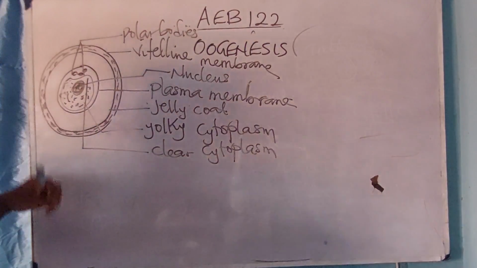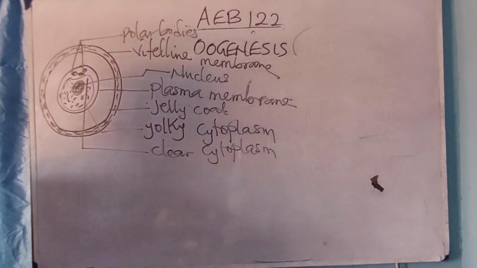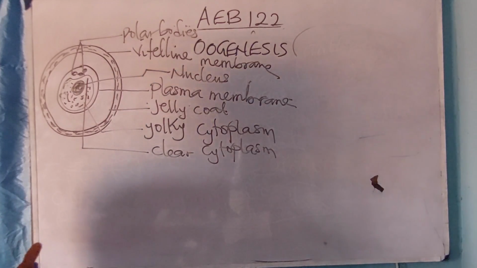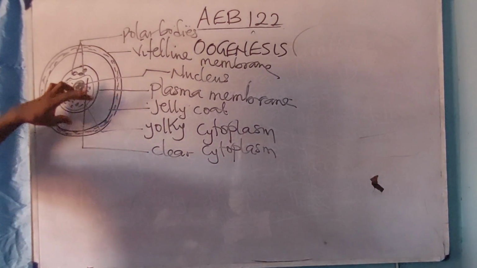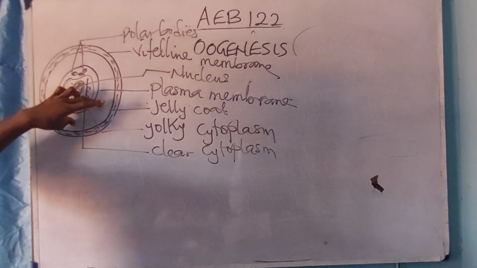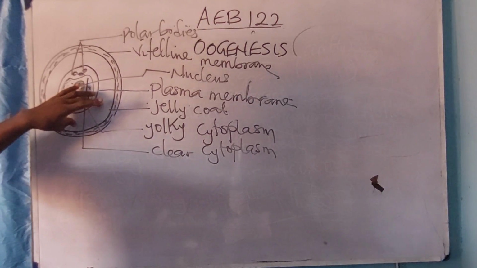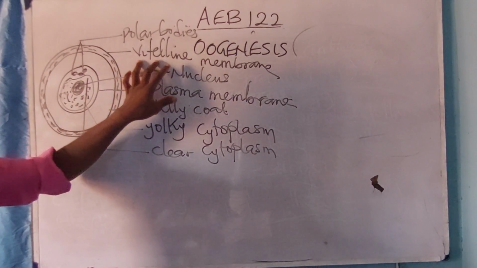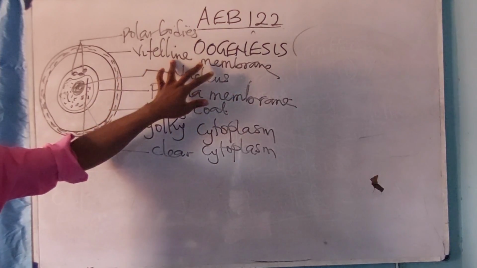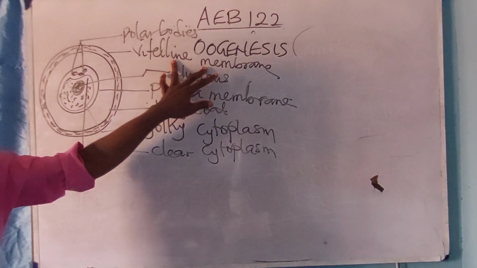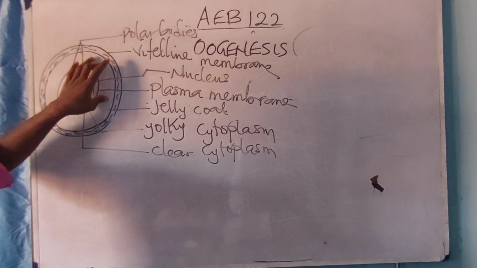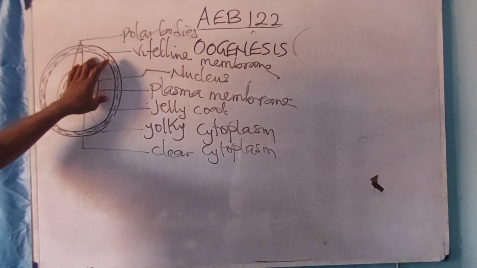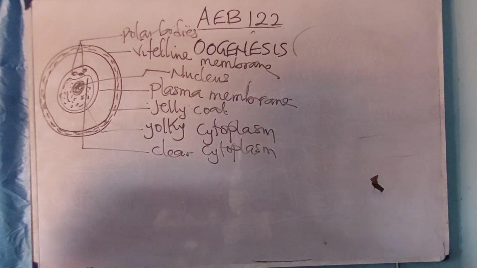Alright, so this is a diagram of what? The female egg. Now you know that during fertilization the sperm from the male organism will fuse together with the egg of the female organism to produce what? Zygote. That is what? Fertilization. Now you can see this outer membrane is called what? The vitelline membrane, and it is this membrane that prevents the entry of the sperm into the egg in order to fertilize it to produce what? Zygote.